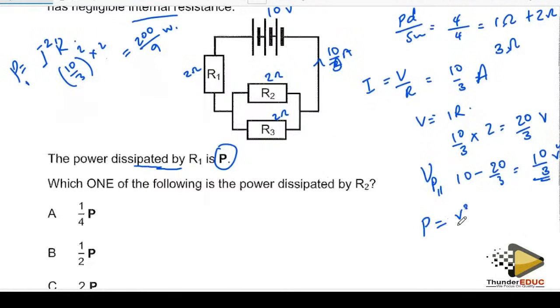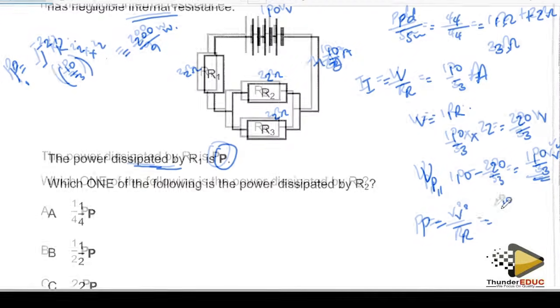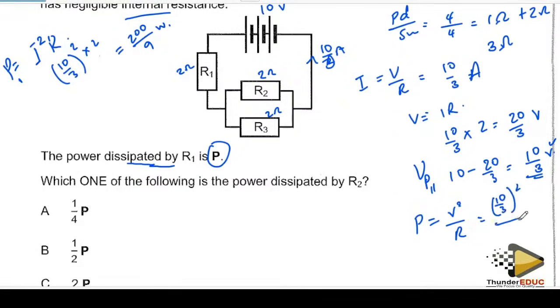The power formula that combines voltage and resistance is P is equal to V squared over R. So when I get my voltage, which is 10/3 squared, and then I divide it by my R, which is 2, that's going to be 100/9, and then I'm dividing it by 2. I end up with 50/9. So this is the power in R2, and this is the power in R1. Now the question is asking, which one of the following represents the power that is dissipated by R2?